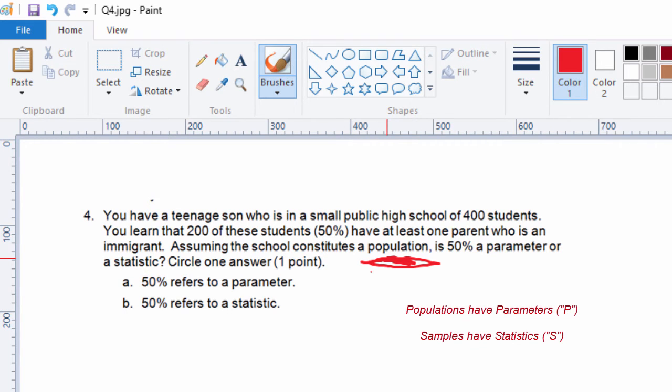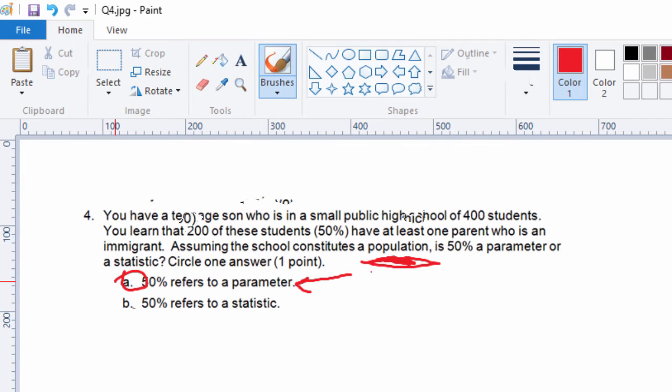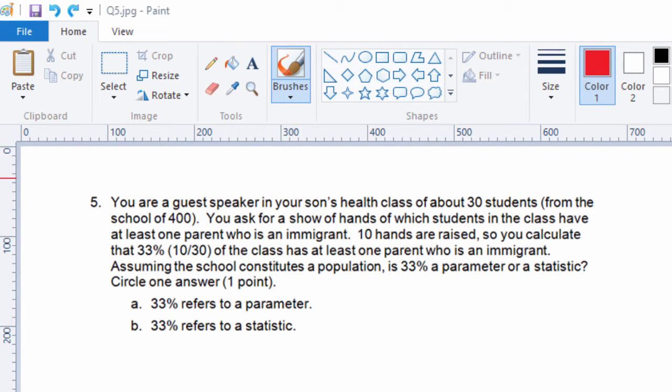So assuming the school constitutes a population, is 50% a parameter or a statistic? So let's remember, P for parameter, S for statistic. Since the school constitutes a population and half of the school has at least one parent who is an immigrant, then we must be talking about a population parameter, right? If we just took some of the students from that 400 of the school, then we'd have a sample, and we'd have a sample statistic, okay? So the correct answer here is parameter, but then let's look at the future questions, and you'll see that some of the answers might be statistic. Okay, so now let's look at the next question, question 5.